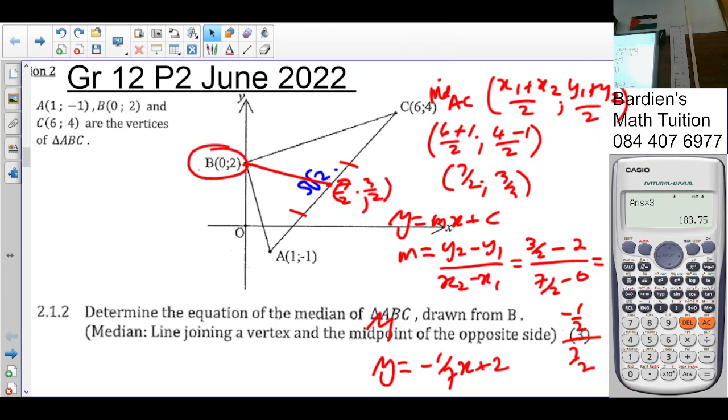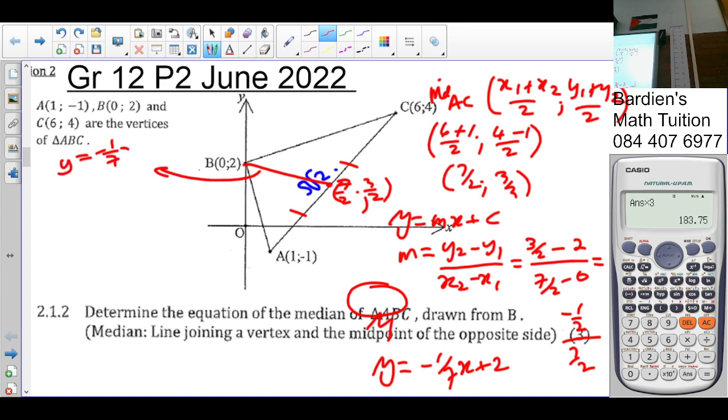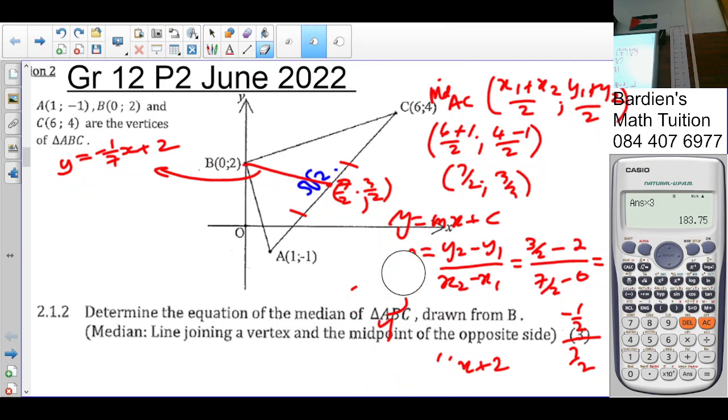However, if you didn't know that, then you can substitute B, which is (0; 2), or (7 over 2; 3 over 2) into the equation of y is equal to negative 1 over 7x plus c, and then you'll get c to be 2 as well. Okay, so I'm just going to write down the equation here. So y is negative 1 over 7x plus 2, because we would like to keep the diagram in focus.